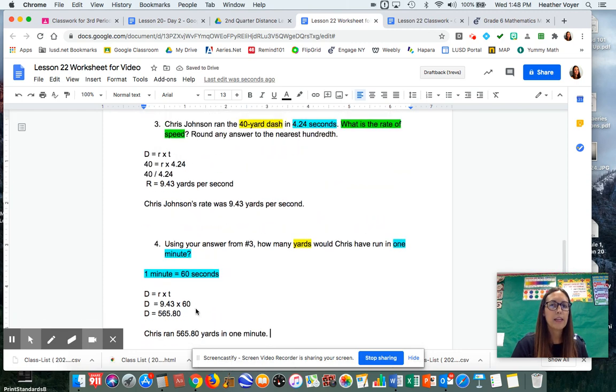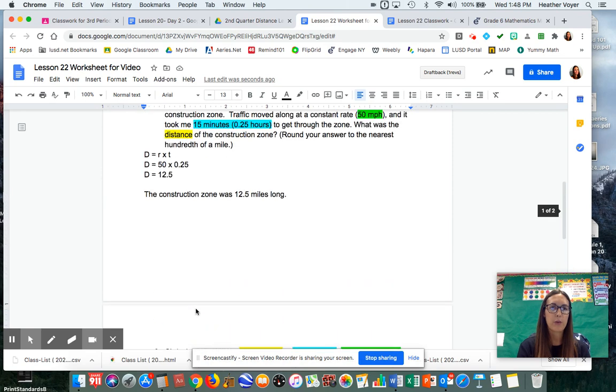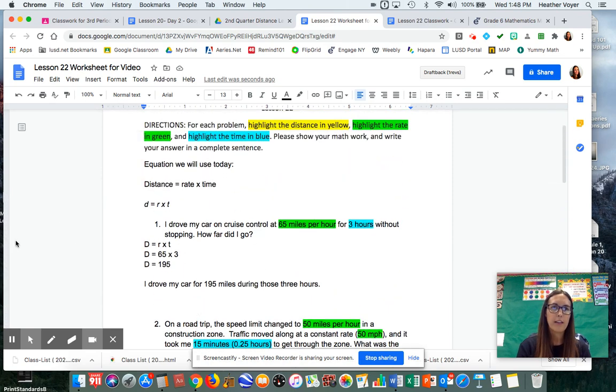All right, so again, guys, we are using that equation. Again, the equation is D distance equals rate times time, or D equals R times T. We're using that equation to help us solve these problems.